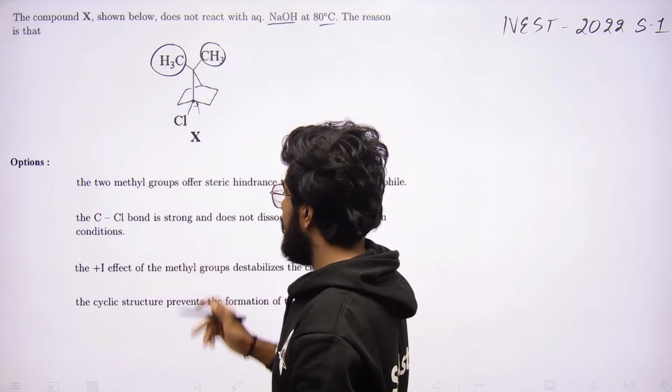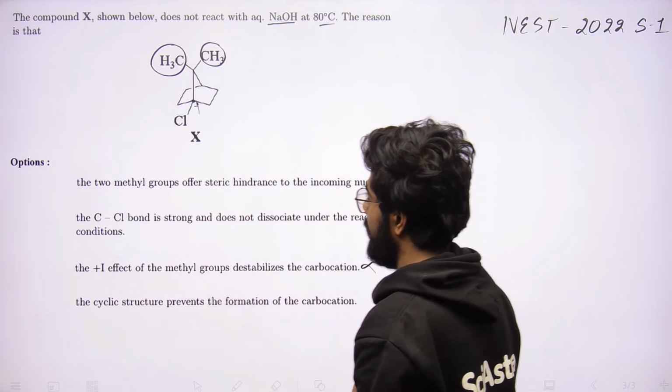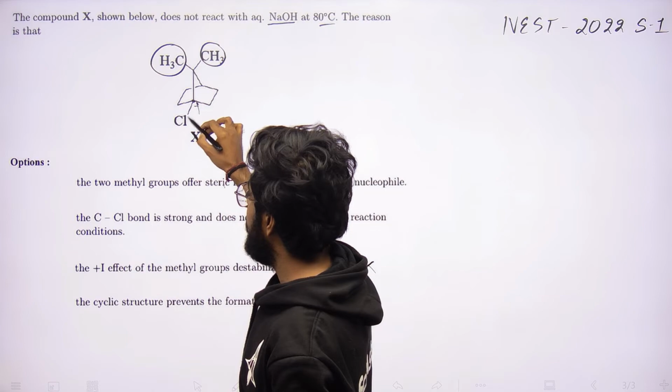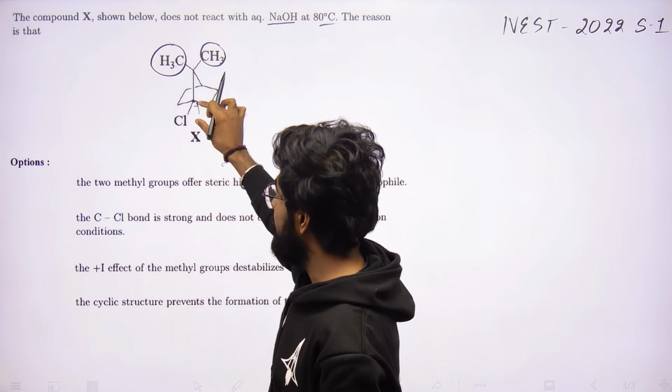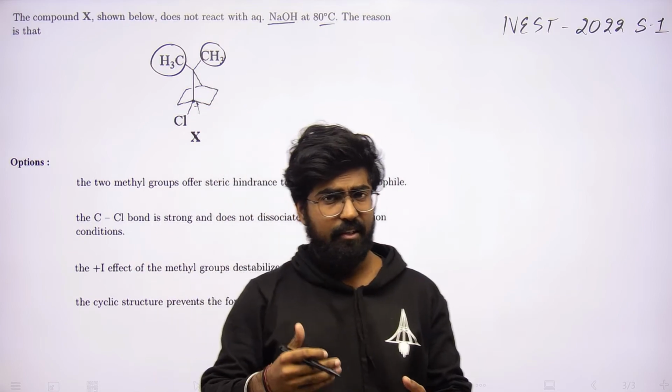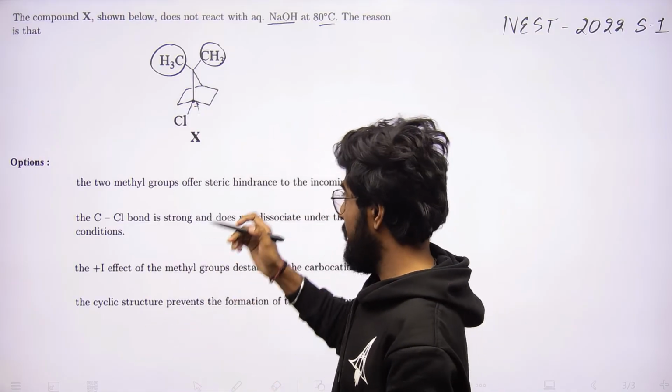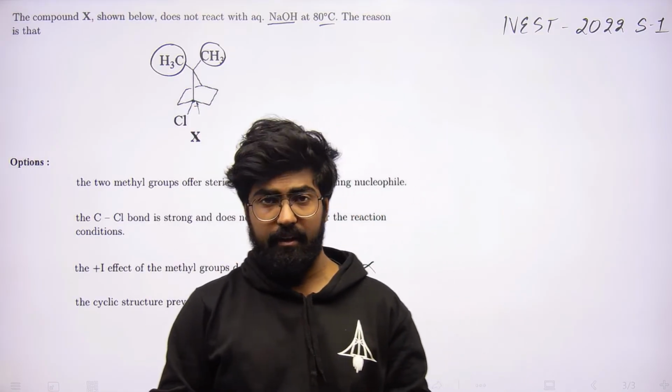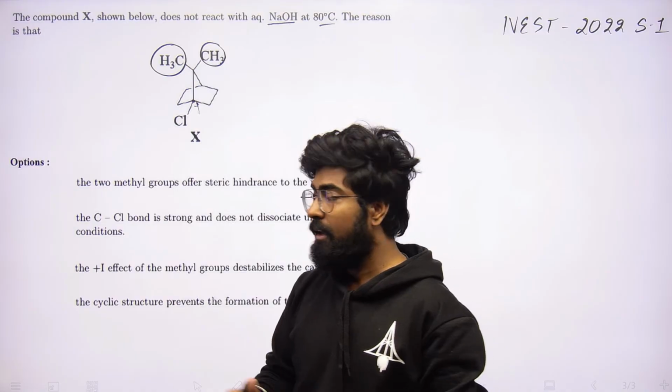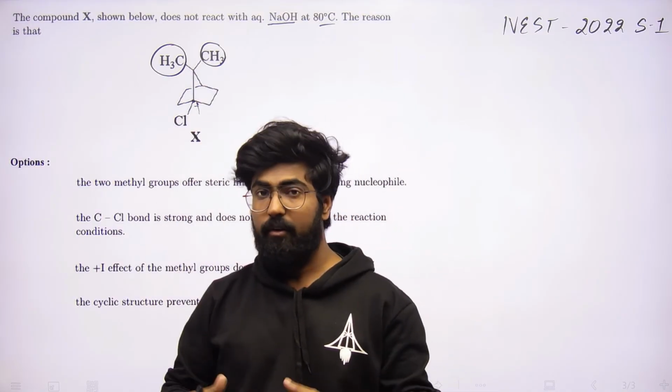The C-Cl bond is strong and does not dissociate under the reaction condition. There is nothing such that we cannot break this bond because of the strength of the bond, because we know that a C-Cl sigma bond, especially when it is not under any kind of delocalization or partial double bond character, can be broken down easily because it is a highly polar bond.